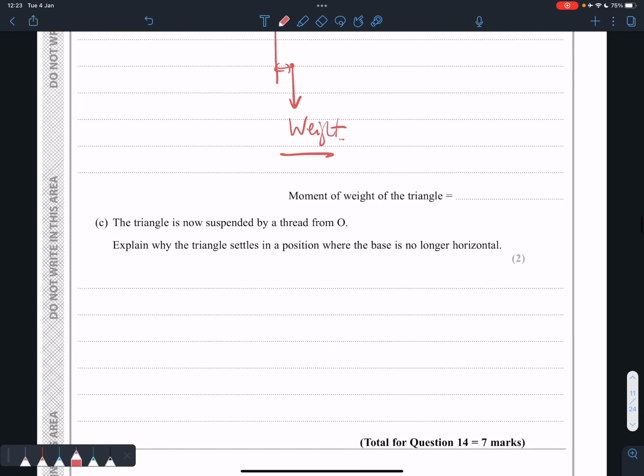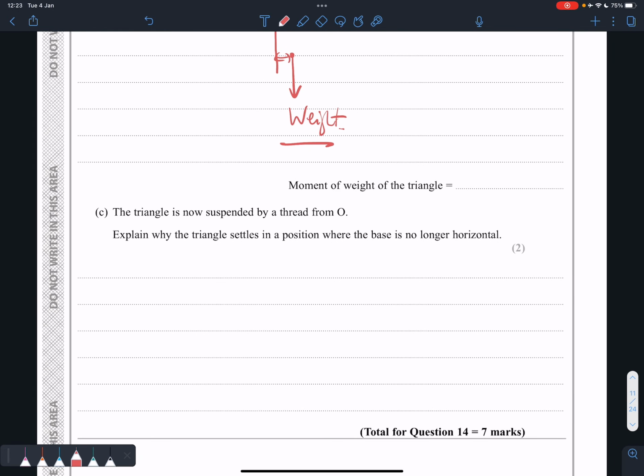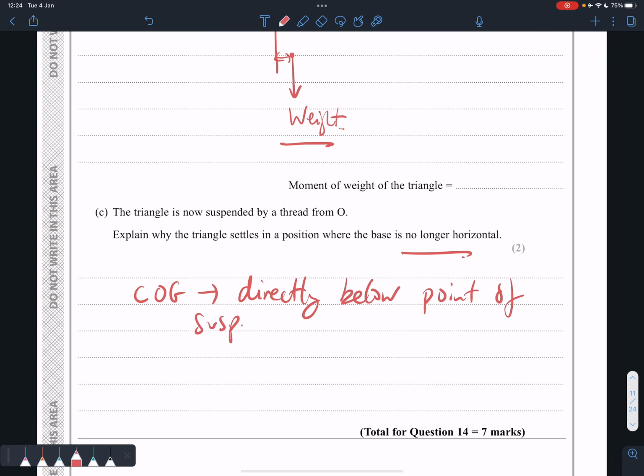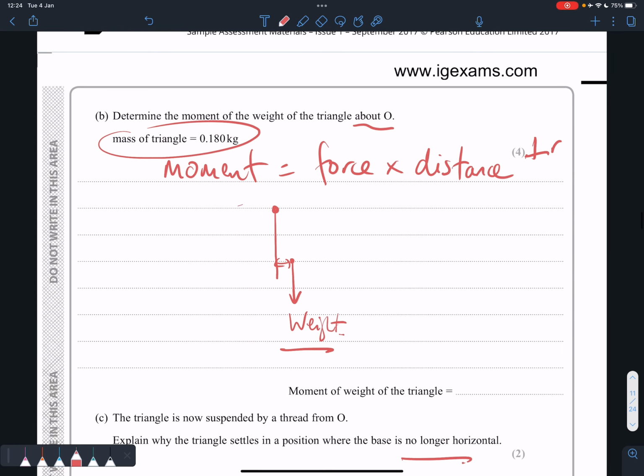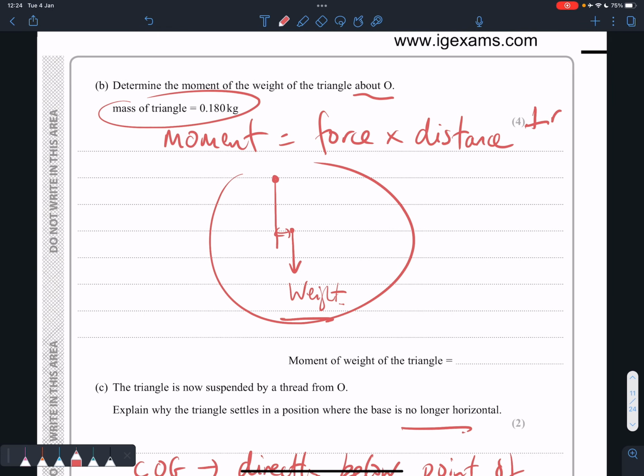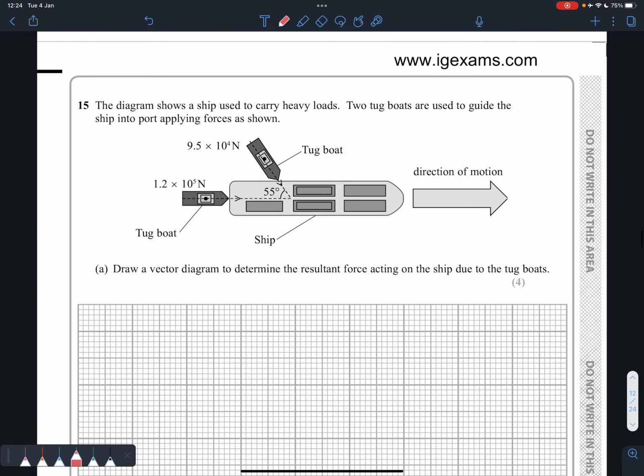Okay, the triangle is now suspended by a thread. Explain why the triangle settles in a position where the base is no longer horizontal. Well, if it's free to move, then the centre of gravity will always be directly below the point of suspension, because if it isn't directly below, then there will be a moment. So the moment, the turning effect, will turn it until it does end up directly below. You kind of know that.